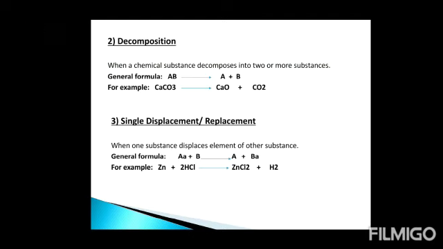Let's see the example. Zinc reacting with hydrochloric acid to form zinc chloride and hydrogen. Here, the chlorine was first on the reactant side with hydrogen. Later on, it has moved towards the zinc. So, as one of the elements has changed its position, it is an example of a single displacement reaction.